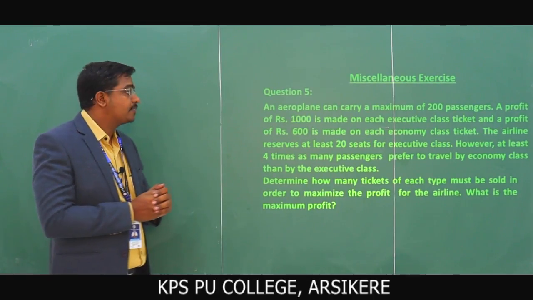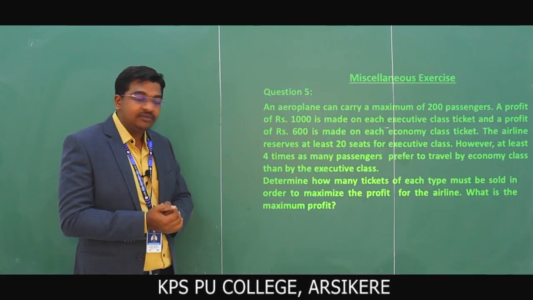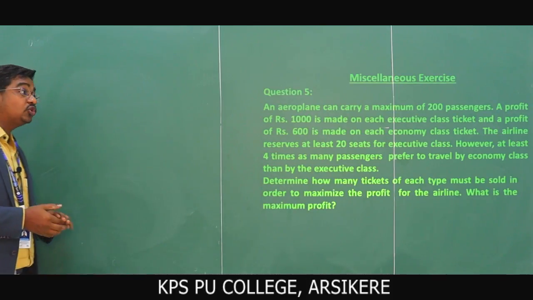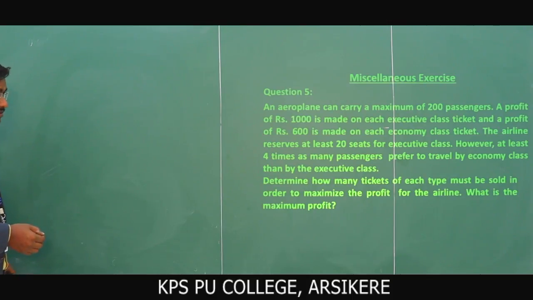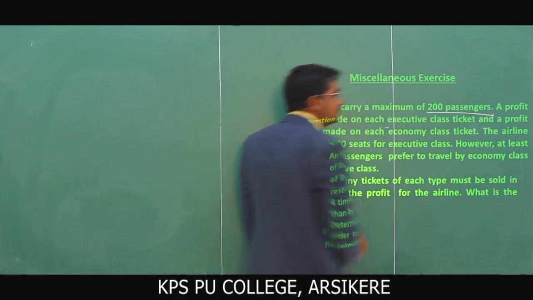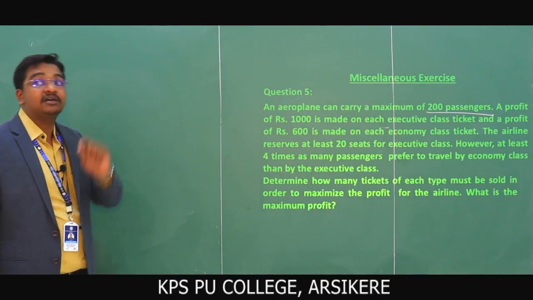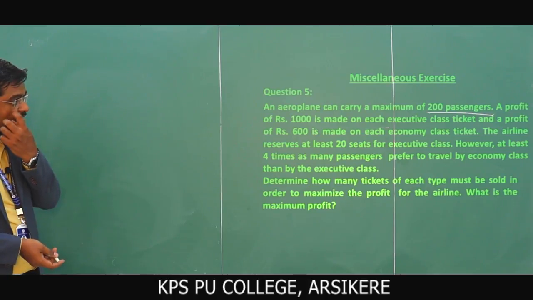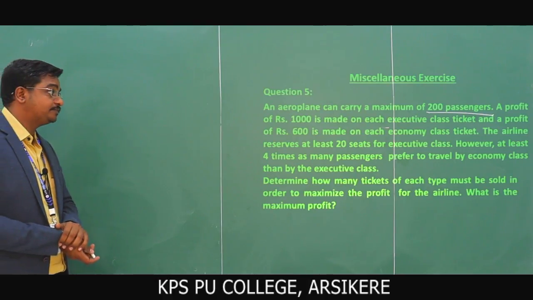Okay. Now observe here. So what are the important things we observe here? An aeroplane can carry maximum 200 passengers. Just observe here, maximum 200 passengers. So what is the maximum space availability here? So maximum availability here is 200 passengers.